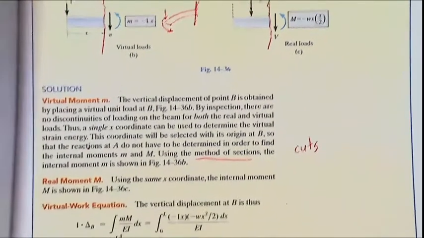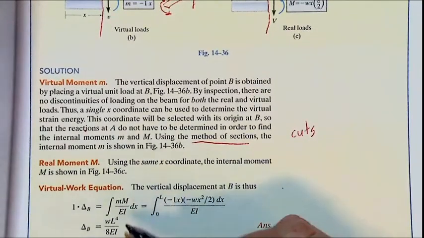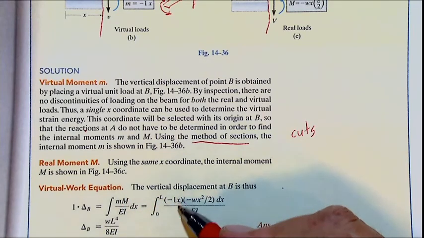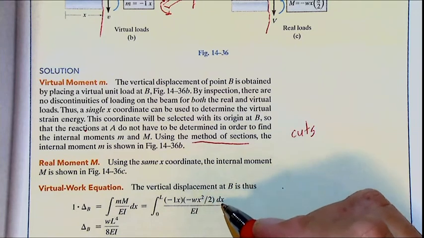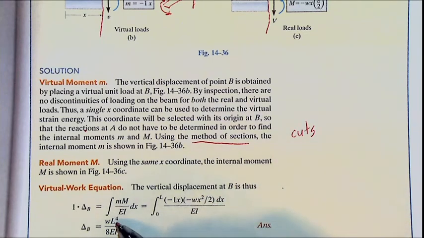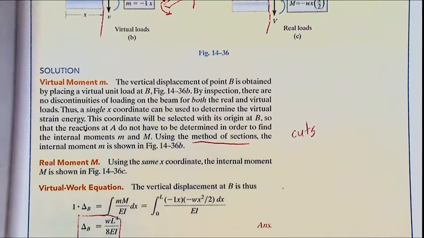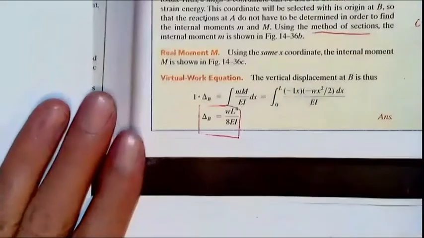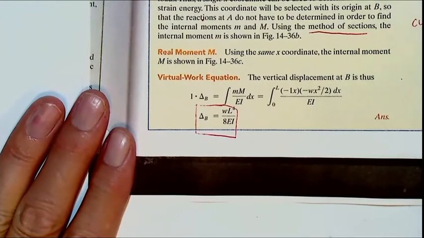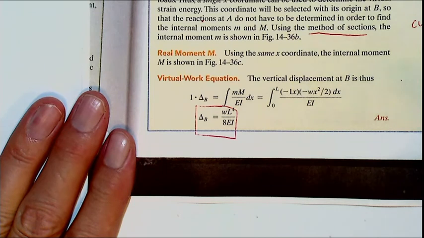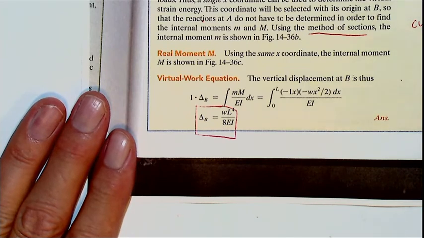Okay, then the vertical displacement at B equals the integral of small m times capital M over EI dx, minus 1 times x times minus wx squared over 2, dx over EI. So we get WL to the power 4 over 8 EI. Simple as ABC. Any questions? If you have any questions, please do not hesitate even 1 nanosecond. Please send me an email and I will try to explain to you.